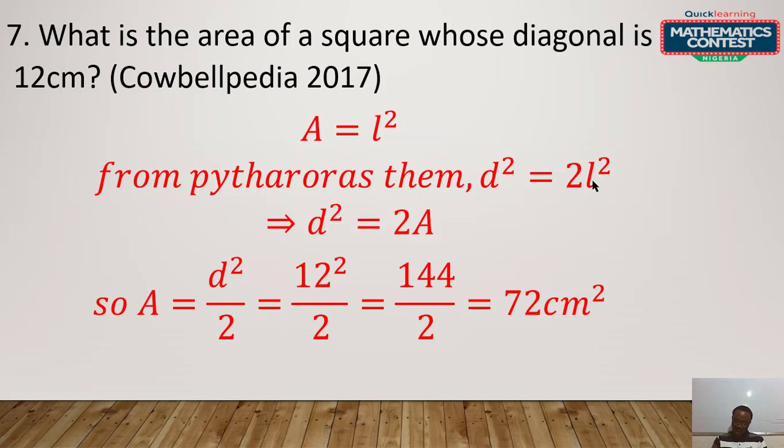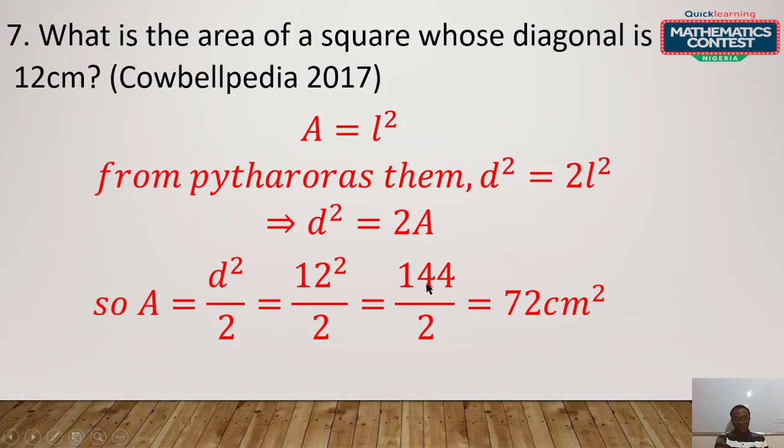But L squared, from the first equation we have here, is the area A. So we have a relationship now that the diagonal squared is equal to 2 times the area. So the square of the diagonal is twice the area. So in this case, if we want to get the area when the diagonal is given, it is the diagonal squared divided by 2. The diagonal in this case is 12.